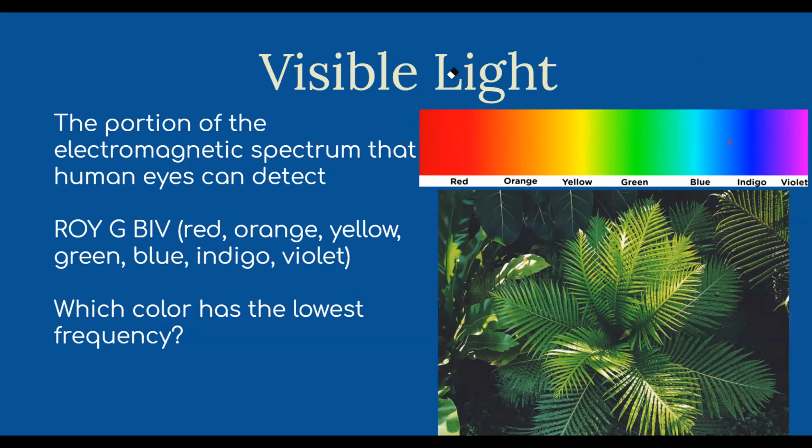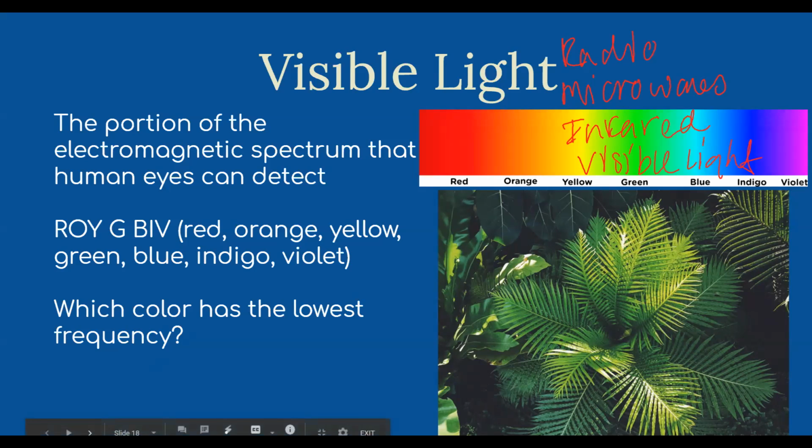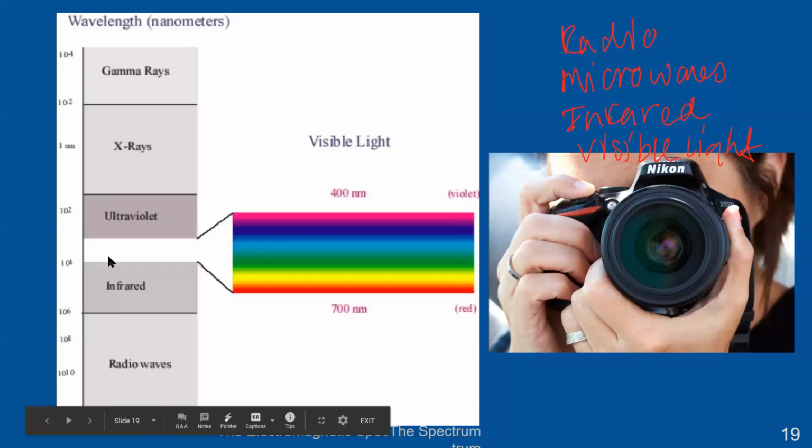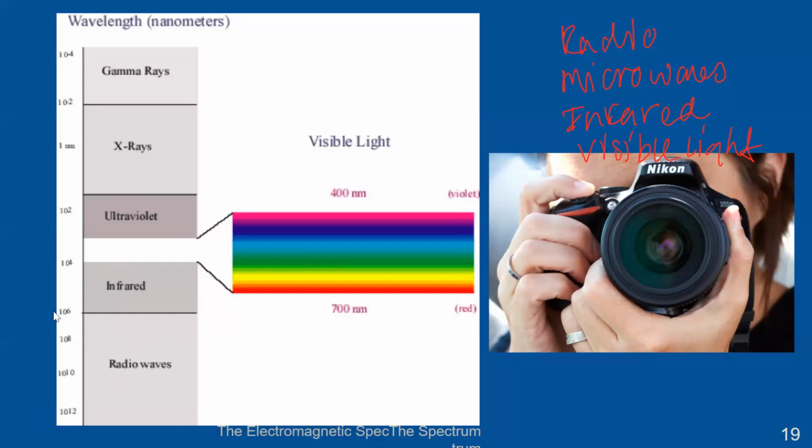But visible light is, so let's just recap real quick. We had radio waves, and then we had microwaves, and then we had infrared, and now we had visible light. And then let's go to the next one. So we got radio waves, infrared, visible light. They skip microwaves.